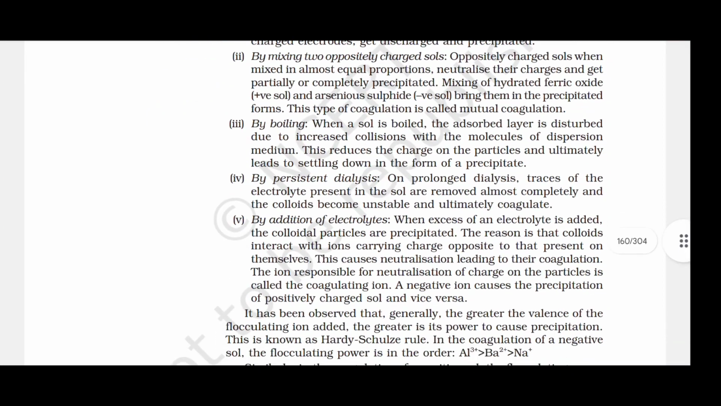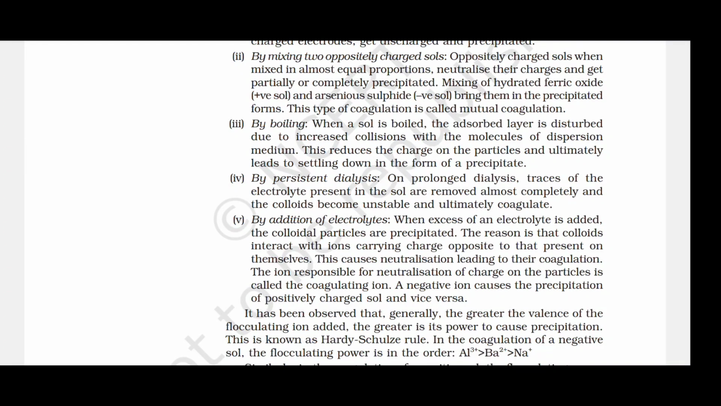Third, by boiling. When a sol is boiled, the adsorbed layer is disturbed due to increased collisions with the molecules of the dispersion medium. This reduces the charge on the particles and ultimately leads to settling down in the form of precipitate. Fourth, by persistent dialysis. On prolonged dialysis, traces of the electrolyte present in the sol are removed almost completely and the colloids become unstable and ultimately coagulate. Fifth, by addition of electrolytes.